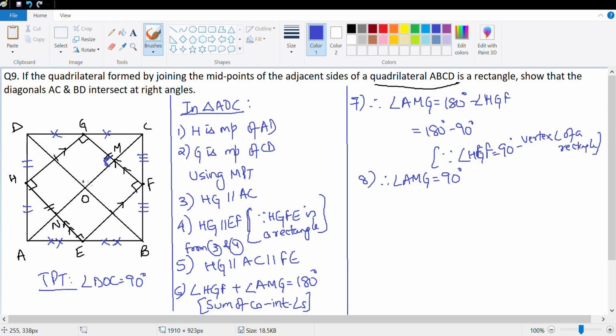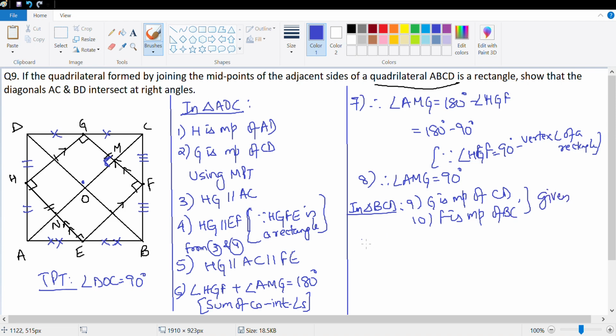All we need to do now is get this angle as 90°. So now let's look at the triangle BCD. In triangle BCD, number 9, G is midpoint of CD. Number 10, F is midpoint of BC. Both of these are given. So using the midpoint theorem, I get number 11, which is GF is parallel to BD, right?